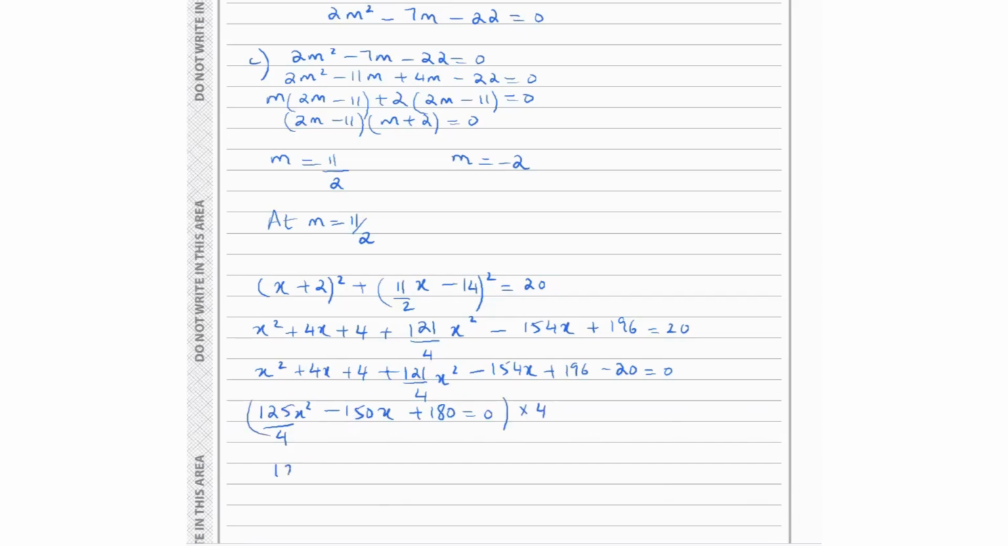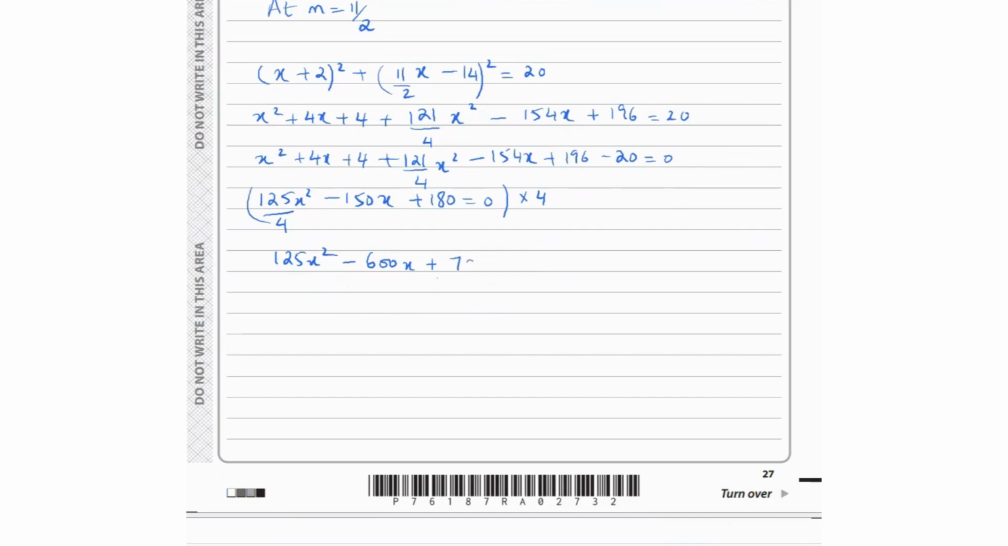That's going to be 125x squared minus 600x plus 720 equals 0. Now we factorize this. And what we get is 5 times (5x minus 12) whole squared equals 0, which means x is going to be equal to 12 over 5. Now to find the corresponding y value, we can put it into the linear equation.